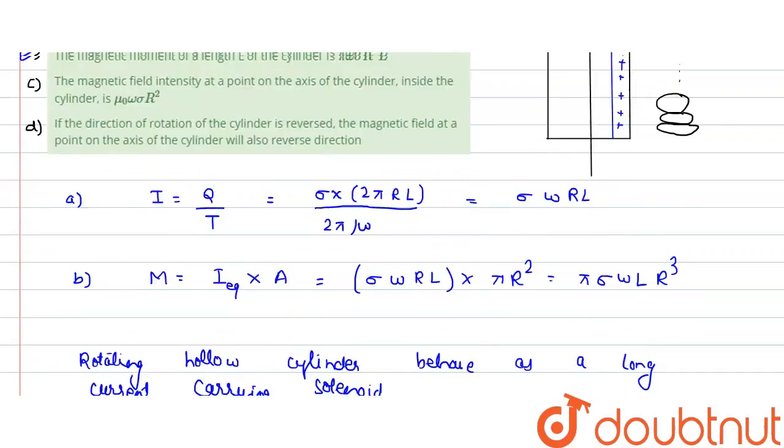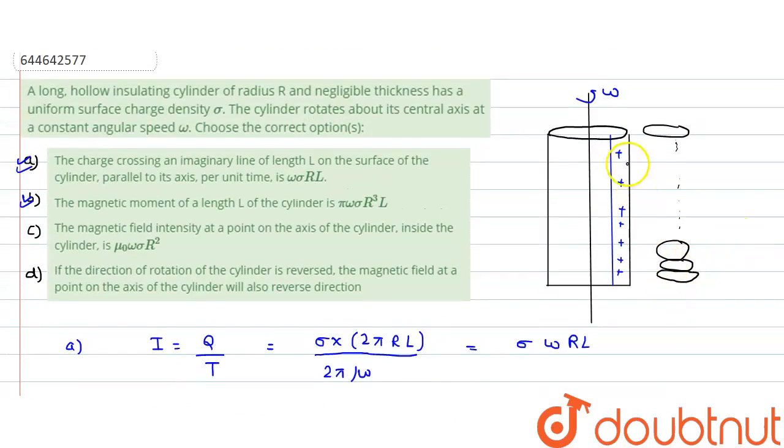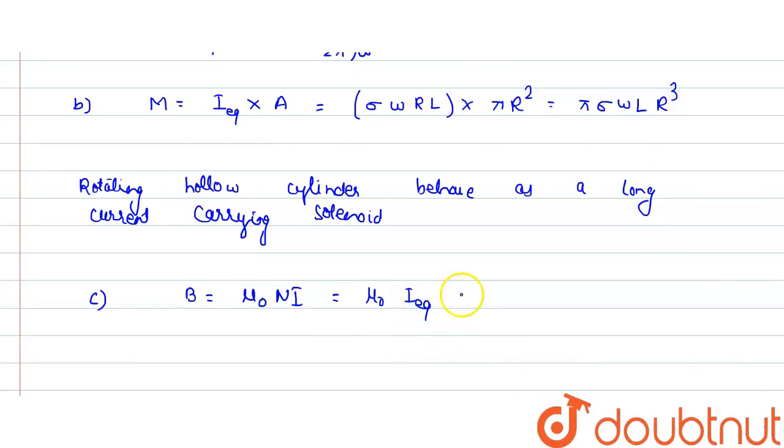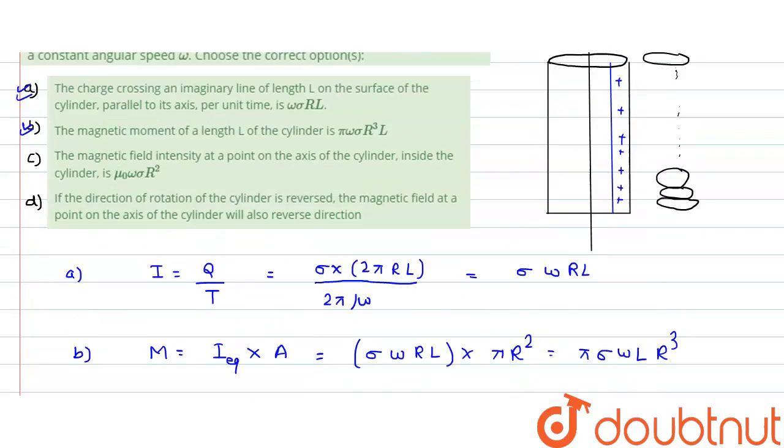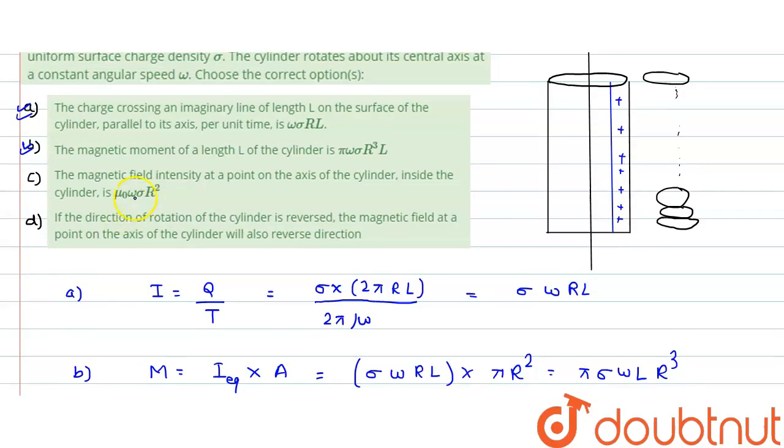So we can say that n into I is equals to our equivalent current. Why? Because there would be the total number of loops which would be forming here on this length L. If we just take the product, it would turn out to be the equivalent current, so it would be equals to mu naught. And what is the value of the equivalent current? It is sigma into omega into R into L. So if we check the magnetic field intensity in the C option, mu naught sigma omega RL, but it is given as mu naught sigma omega R square.